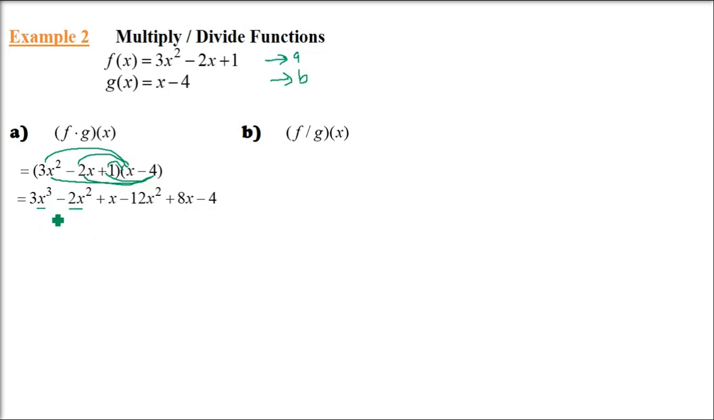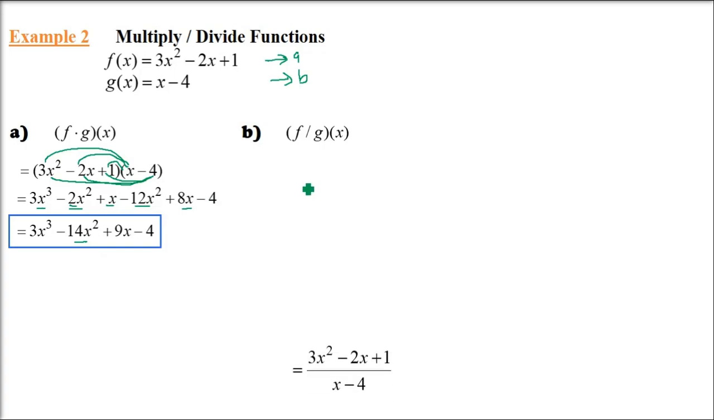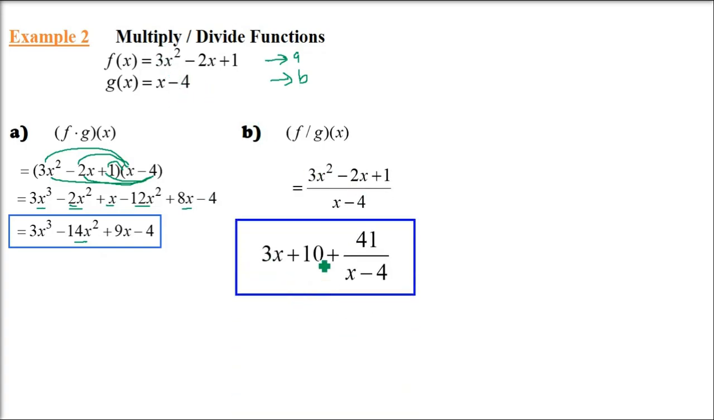Now the similar terms, you just add them or subtract them, whichever is possible. So 3x³ will remain like this. Minus 2x² minus 12x² will be minus 14x². x and 8x will be 9x and negative 4 will remain there. Division is simple division of two algebraic expressions, two polynomials you can say. So just for completion, let me just do it right now. Basically, we are not discussing this right now, but just for completion.